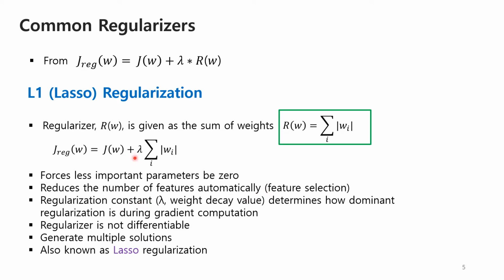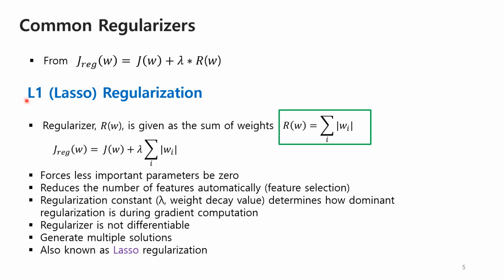Again, this lambda is called weight decay. This determines how dominant regularization is during gradient computing. If you emphasize this part, we emphasize reducing the complexity of the model. You increase this lambda value, then your model becomes simpler. That means many of the parameters actually become 0. If this value is small, you focus more on minimizing error, and in that case, fewer parameters will be 0.